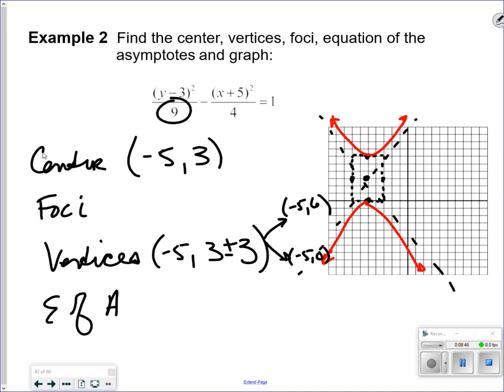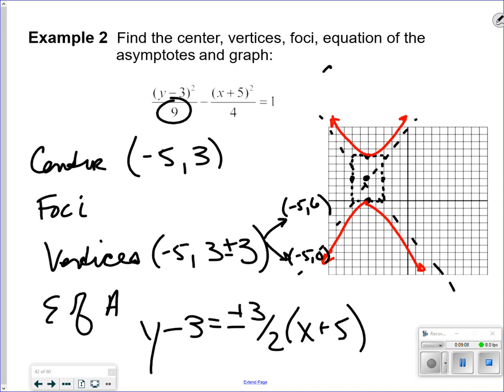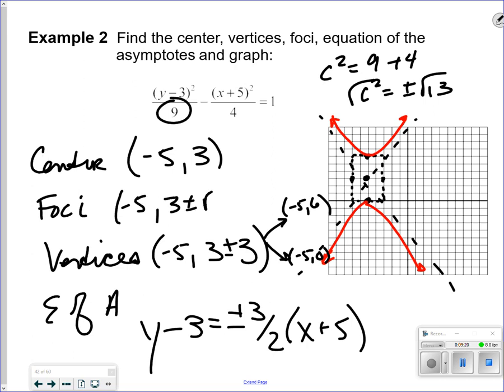You can go to the equation of the axis of symmetry next, but for the foci you're going to need c. So it's y minus the y of the center plus and minus. Now the slope, under y is a 9, so that's 3 up and down. Left and right, under x is a 4, so left and right 2. And then x minus -5. C squared equals a squared plus b squared. So I end up getting the square root of 13. So I'm going to add that with the y value of the center.